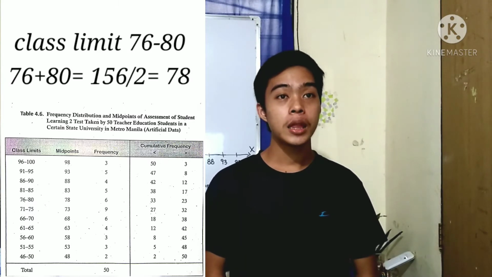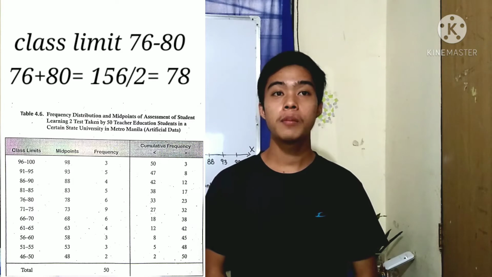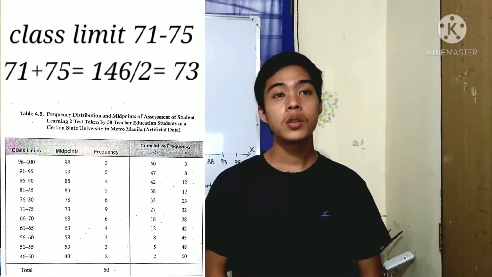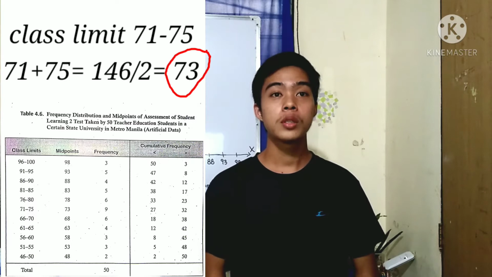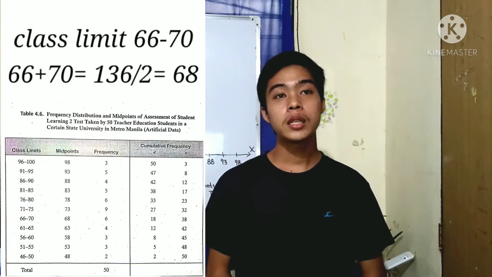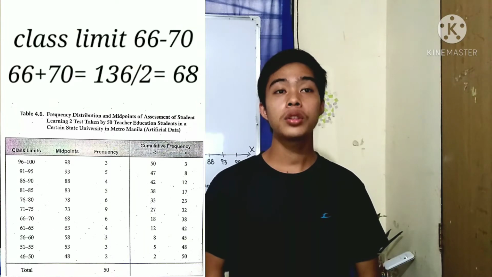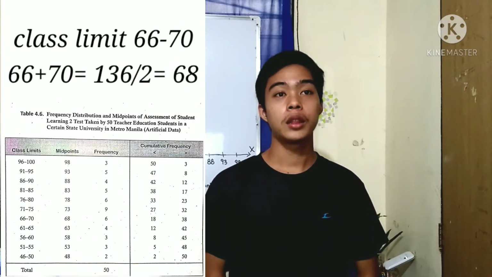76 plus 80 is equal to 156, divided by 2 is equal to 78. 71 plus 75 is equal to 146, divided by 2 is equal to 73. 66 plus 70 equals 136, divided by 2 is 68.